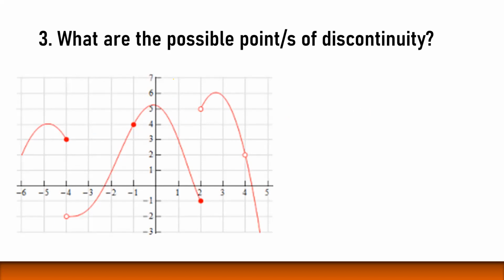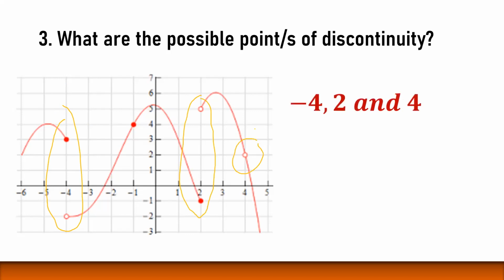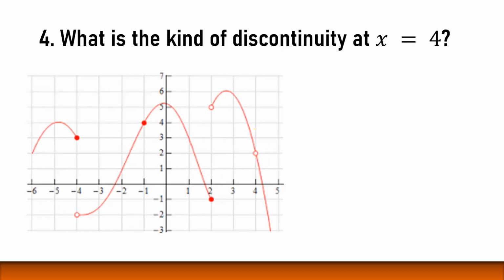Okay, fast forwarding our timer, we have this value of x, and this value of x. So we have negative 4, positive 2, and positive 4. Okay, what about number 4? What is the kind of discontinuity at x equals 4?